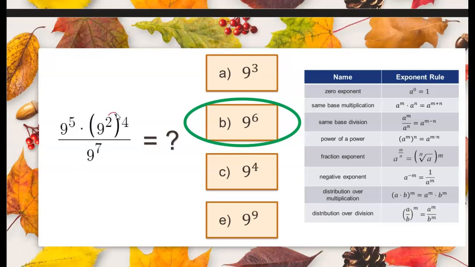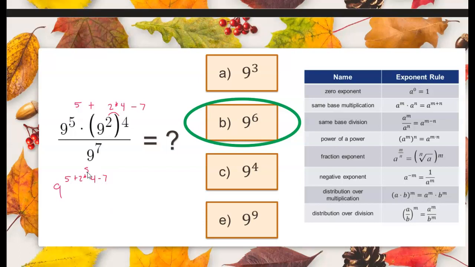Well, we know that when we're raising a power to a power, we're going to multiply. So that's going to be 2 times 4 up here. And then when we're multiplying exponentials, we add the exponents. So it'd be 5 plus 2 times 4. And then when we're dividing exponentials, we subtract the exponents. So we're going to subtract 7. So all together, this will be 9 raised to the 5 plus 2 times 4 minus 7.